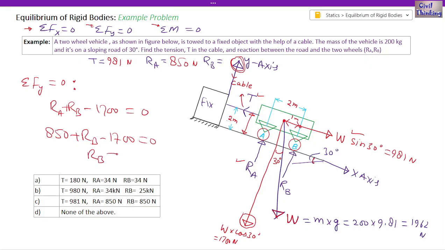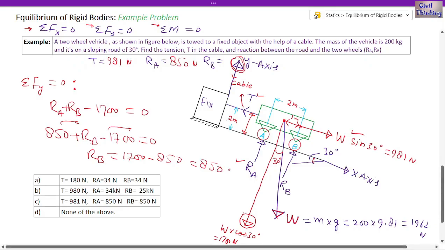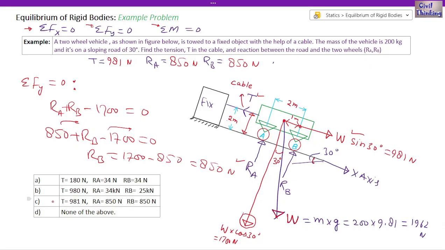From here I will get the value of RB by taking this term to the right and this term to the right also. So this is going to be positive, this is going to be negative. Now 1700 minus 850 is 850 Newton. So we got the value of RB to be 850 Newton. We got T is 981, and RA and RB are both 850. So option C is the correct one.